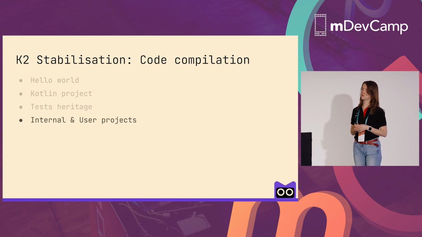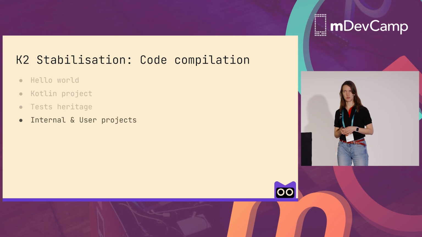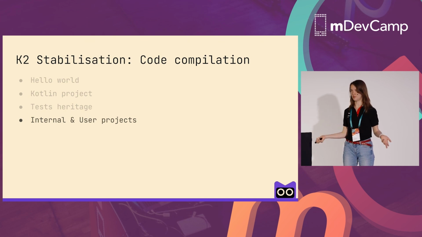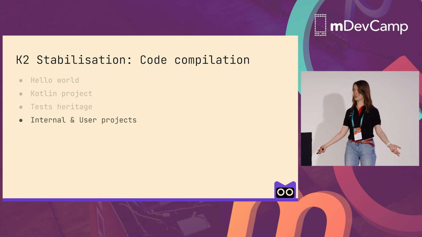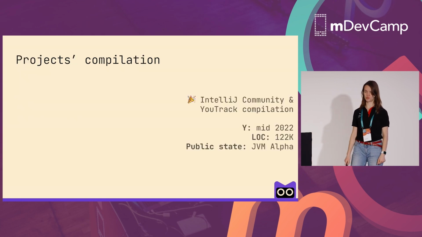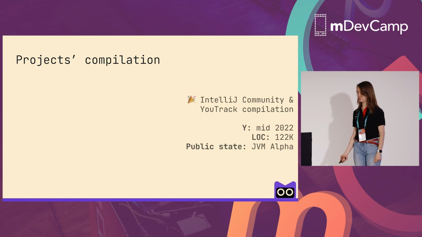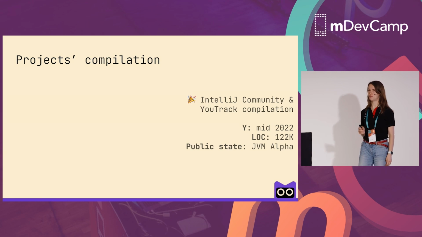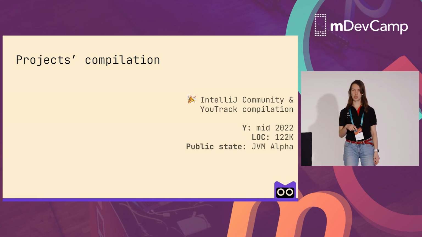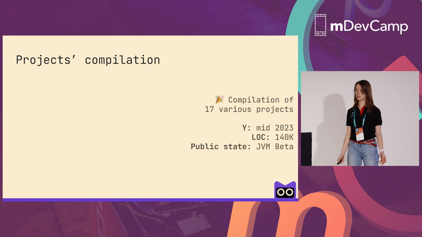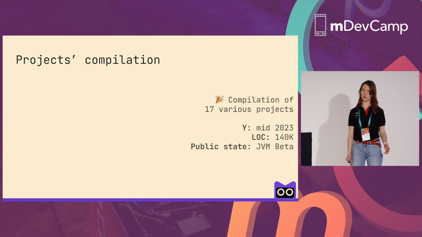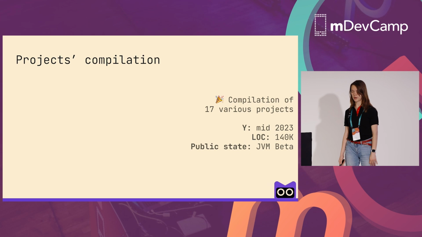So, moving forward, we have migrated our tests, our projects, we have compiled our board. What else could we do? We can take more code to compile. We have so many open source projects and our internal projects in JetBrains as well. So by that JVM alpha release, we have been already able to compile IntelliJ community source code and YouTrack source code successfully with K2.